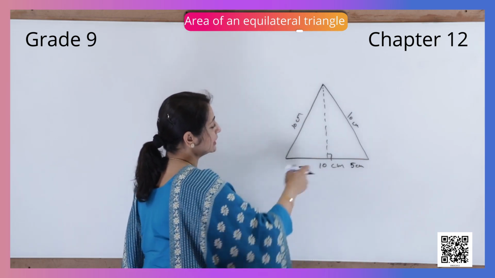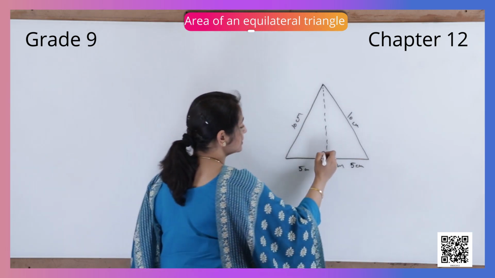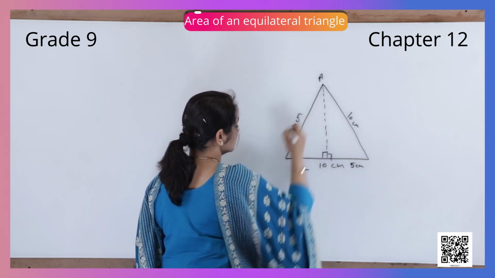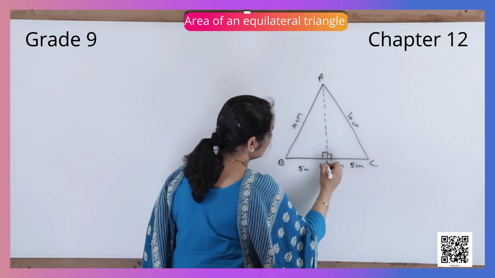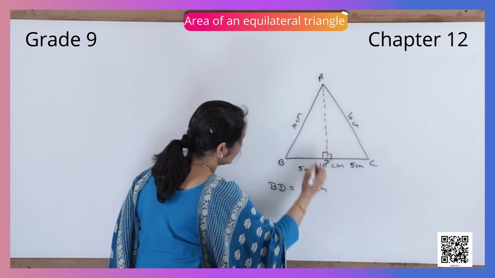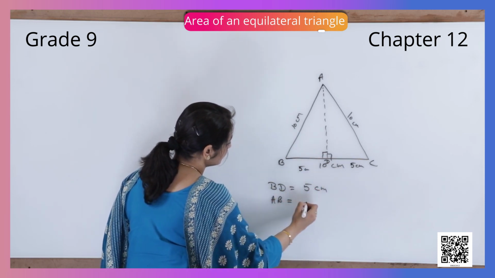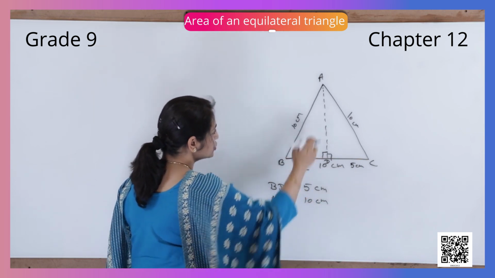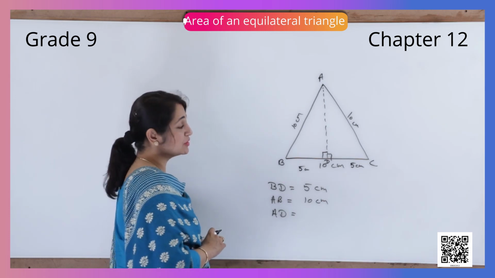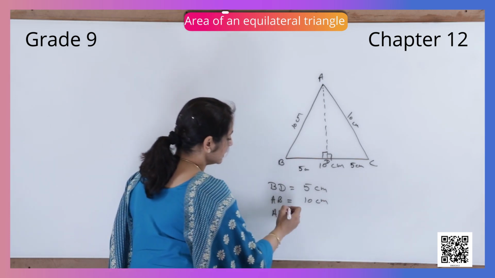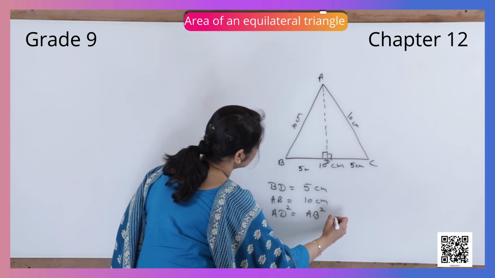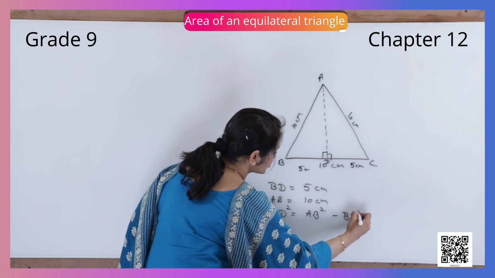Now, how can we calculate the altitude? We know that this is the angle of 90 degrees. So suppose A, B, C and D here. Here BD is 5 centimeters, AB is 10 centimeters. So we need to find out AD. We can use the Pythagoras theorem here. According to this, AD square will be equal to AB square minus BD square.